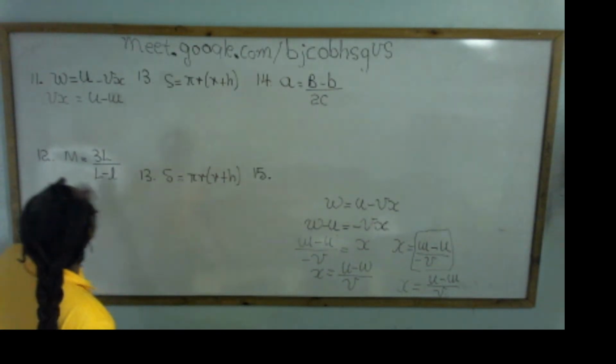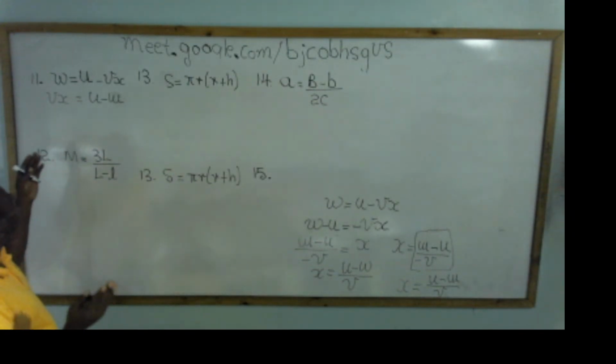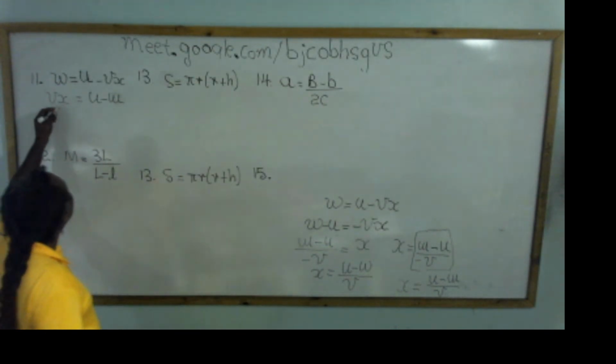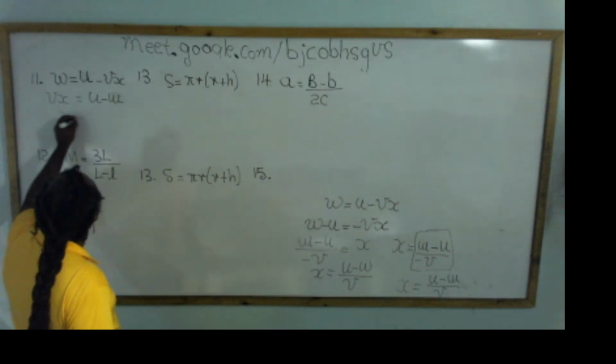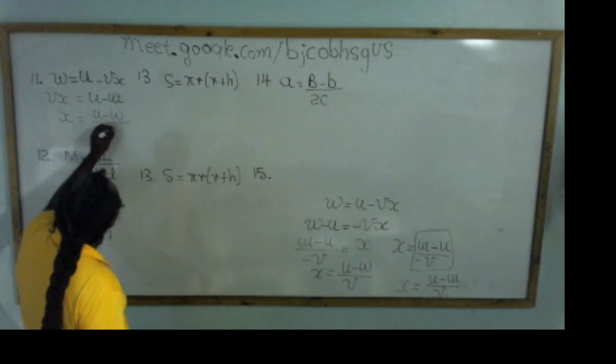Finally, we need to eliminate the v. Of course, by now, the v is positive. The x is in a positive term. So all that we need to do is divide by v on both sides. So x is equal to u minus w over v.